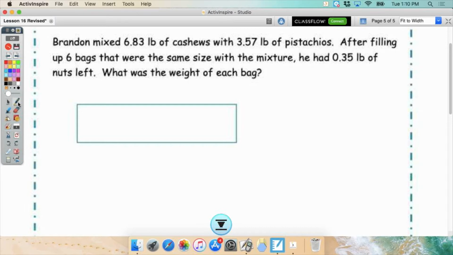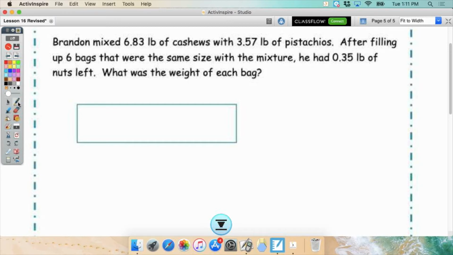After filling up 6 bags that were the same size with the mixture, he had 3,500 pounds of nuts left. What was the weight of each bag? I've seen some on Zern like this, so this is going to help you, okay? So first of all, I know that we're going to have 6 equal bags when we're done. So I have a feeling we're dividing by what number? 6. But that's not on this tape diagram.